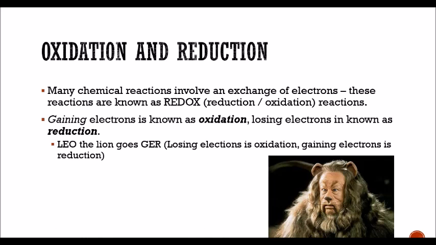And there's a little saying to help remember this. We got our little cowardly lion down there to help us remember. Leo the lion goes grr. That stands for losing electrons is oxidation, gaining electrons is reduction. And we'll see exactly how this all fits in as we discuss things here. One way to think about it, and I don't know if this is where the word comes from or not, probably not actually, but when something gets reduced, it gets reduced in charge. It becomes more negative because it's gaining electrons. So that's one way to make some sense of it.